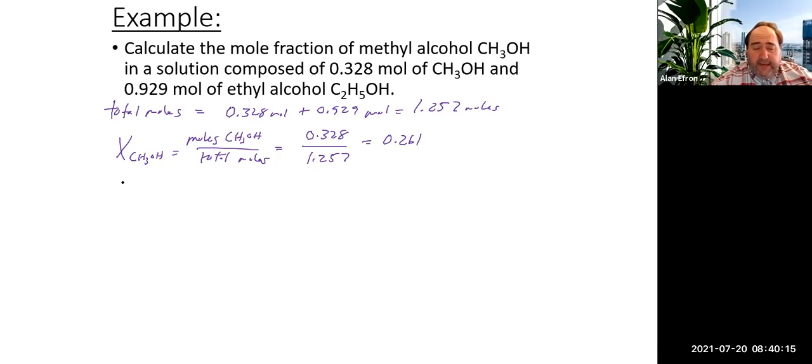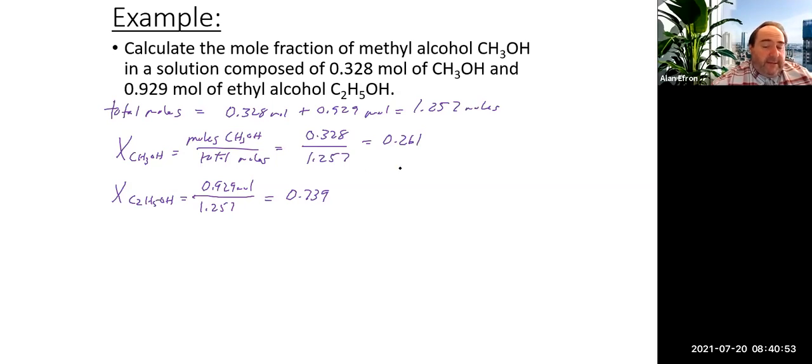We could also do the exact same thing for the other guy there. It wasn't asked to do so, but if we wanted to get the ethanol, we would just simply take the moles of the ethanol divided by the total moles, and that would get us 0.739 as the mole fraction. Basically what it is, 26% methanol, 74% ethanol. Again, not technically a percentage.